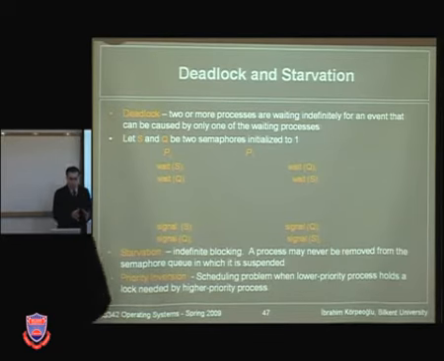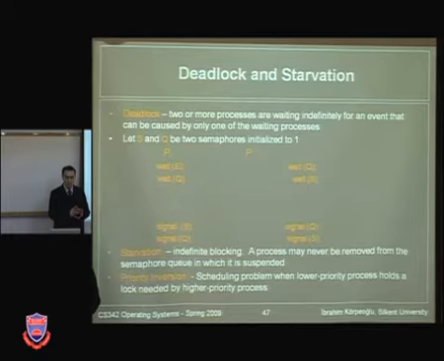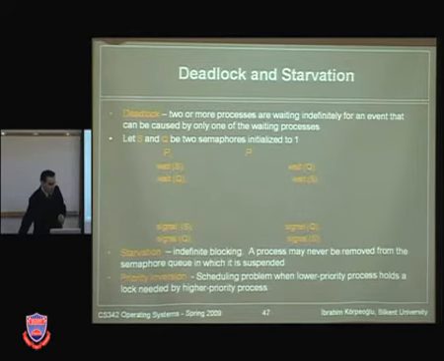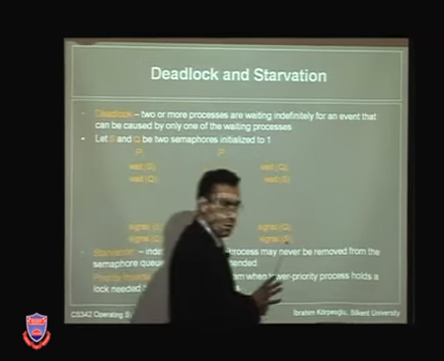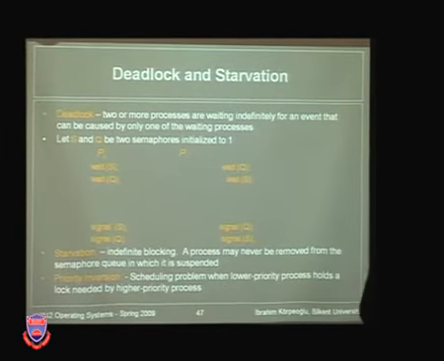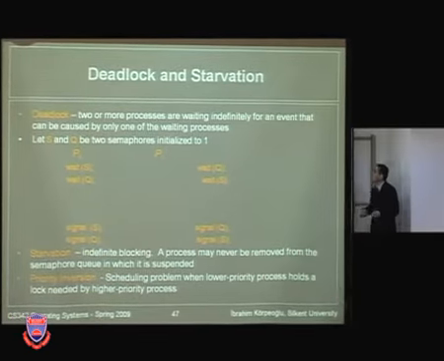So now let's look at the issues regarding semaphores. They are powerful, but you also have to be quite careful in using them. So what can be the problems? Here we see a problem: deadlocks. If you are not using semaphores carefully, then we can have a deadlock in the system. So what's a deadlock? Two or more processes are waiting indefinitely for an event that can be caused by only one of those waiting processes, okay?